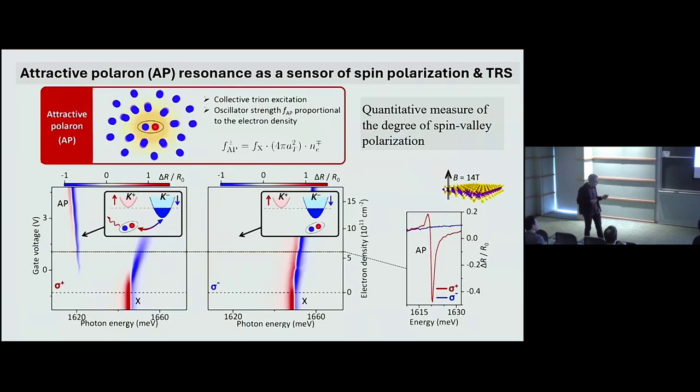Now, you can turn it around and actually show, using a Chevy analysis, that the oscillator strength of this attractive polaron is linearly proportional to the electron density with coefficients that are known. Okay, so what this says is that we can look at the strength of the sigma plus and sigma minus transitions and determine the degree of spin polarization in the system.